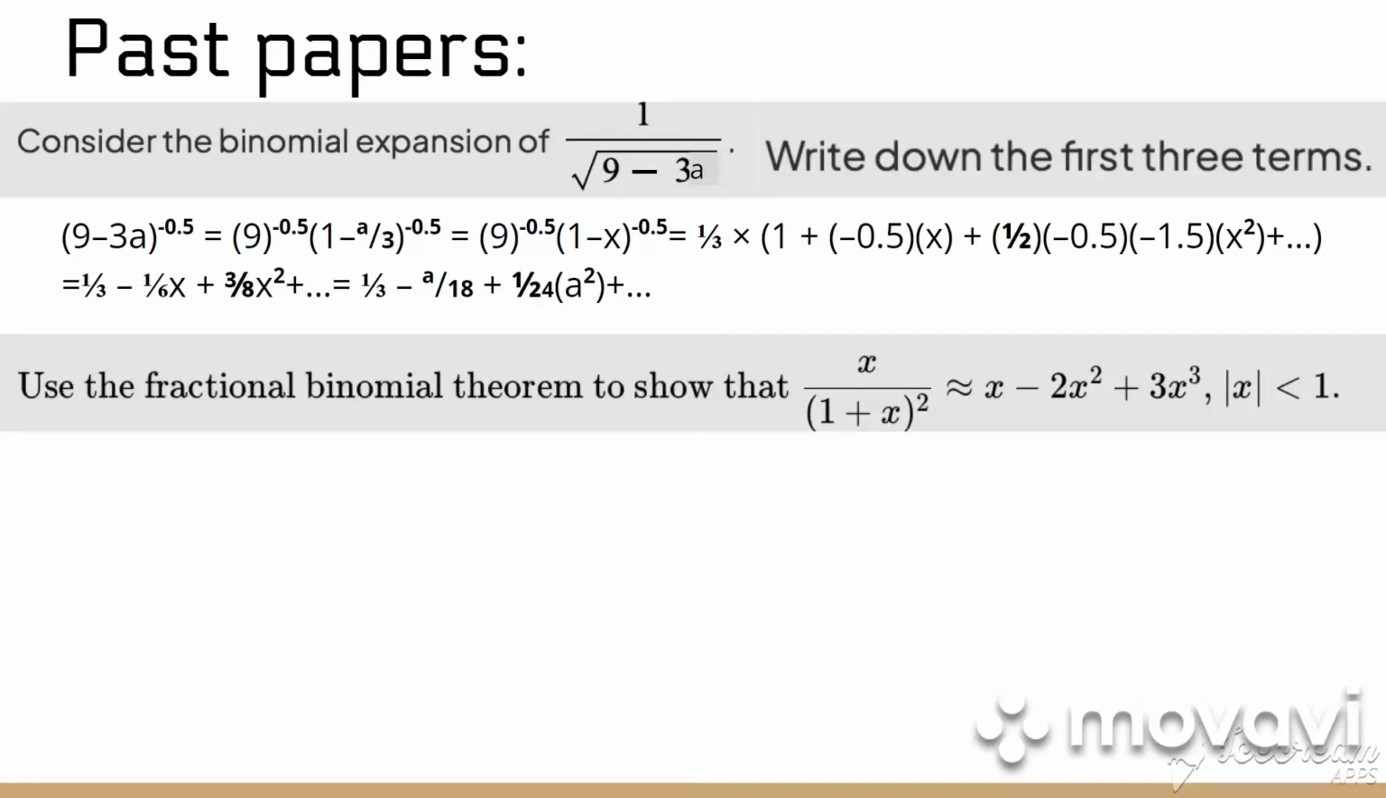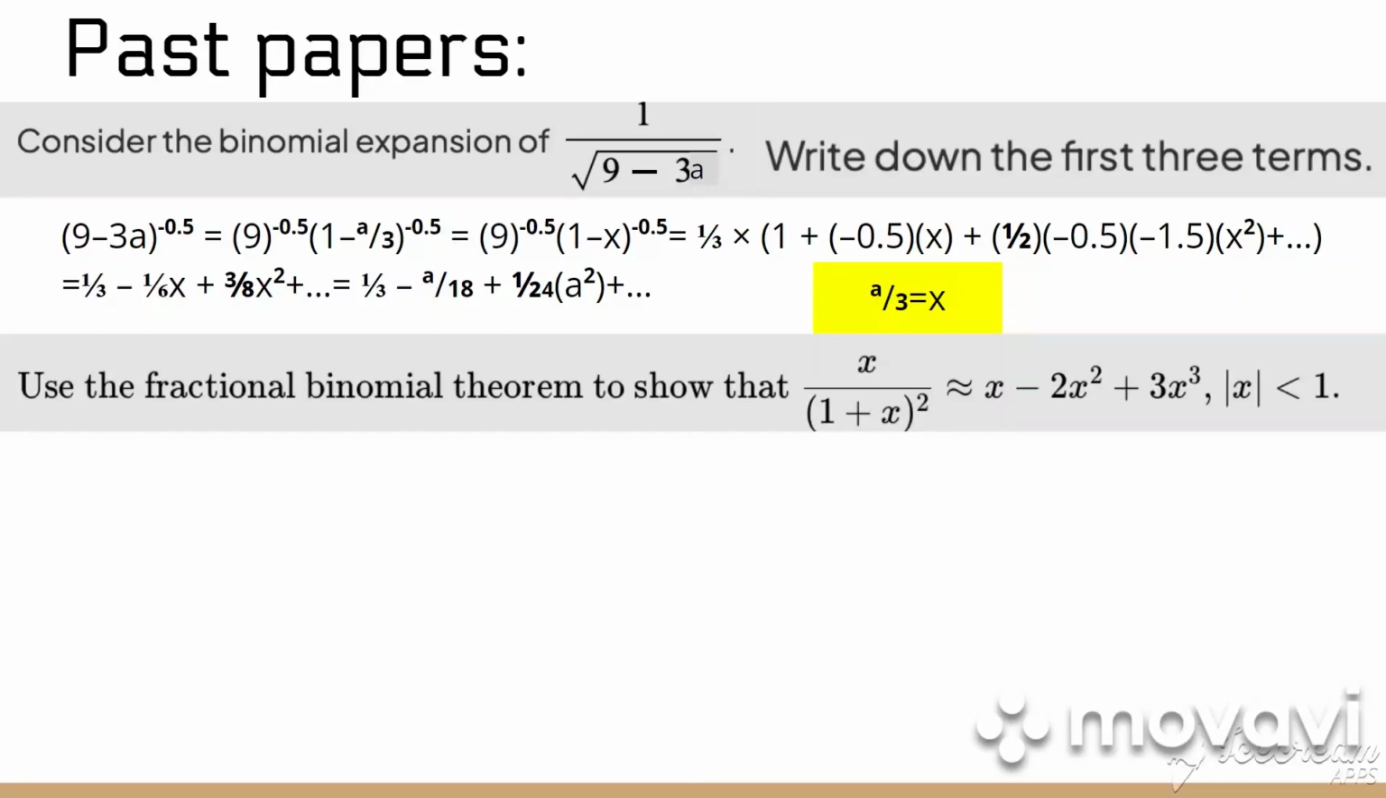minus a divided by 3 to the power of negative 0.5. We can rewrite a divided by 3 as x for the simplification, and we'll get that 9 to the power of negative 0.5 multiplied by 1 minus x to the power of minus 0.5, and we'll get that 1 divided by 3 multiplied by this big term.